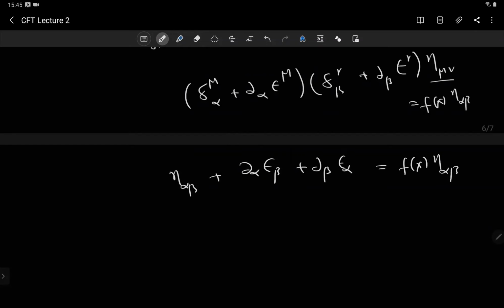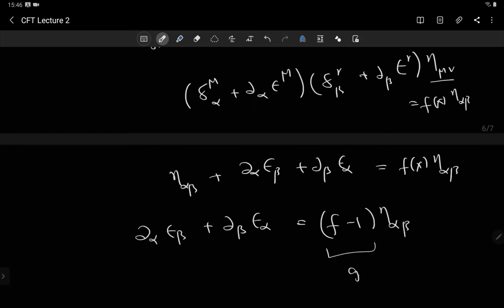This is this equation at the infinitesimal level. And then you can write this as del alpha epsilon beta plus del beta epsilon alpha equal to f minus 1 times eta alpha beta. And this thing we call G. Remember, G is small. That is because epsilon is small. So G has to be small. So G is some small thing. We just call it G.